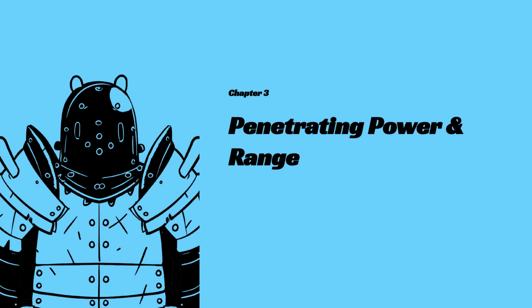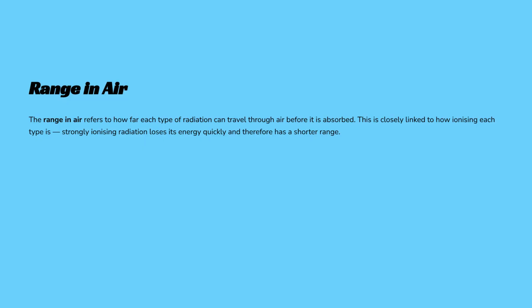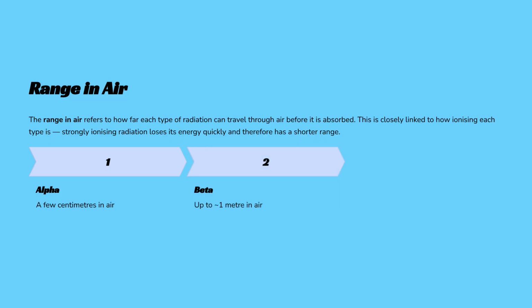Now let's explore penetrating power and range. Each type of radiation is blocked by different materials, which is a vital concept for both your exams and understanding safety procedures in environments involving radiation. Range in air varies greatly. Alpha particles have a very short range, traveling only a few centimeters. Beta particles can reach about a meter, while gamma rays have a long range and are effectively unlimited in air.